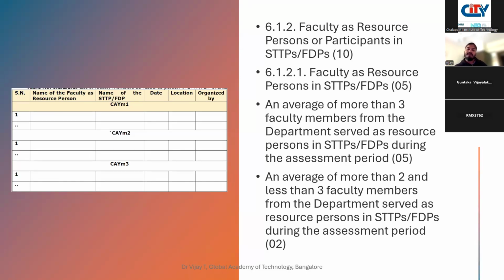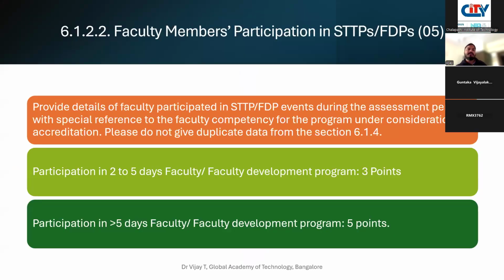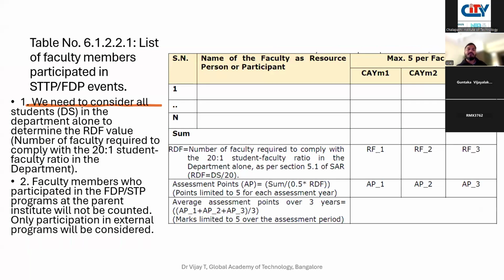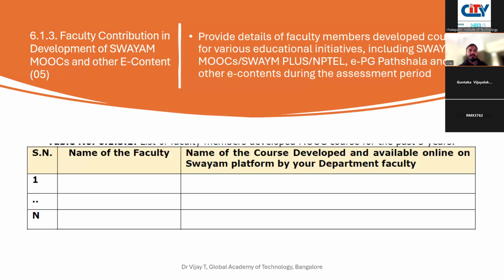Faculty attending the FDP and HCTPs, 5 marks. So this is participation, and also as a resource person in other institutes carries 5 marks each. So you need to have a plan of action each academic year. What number of my faculties would be acting as a resource person? What number of faculties would be completing the FDPs or STTPs for the program to have these numbers?